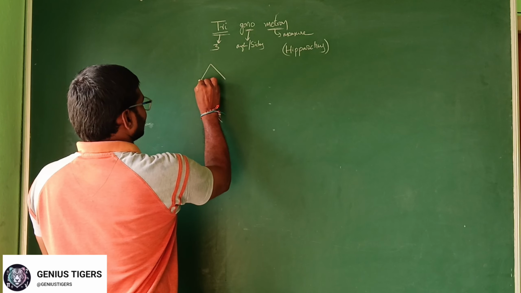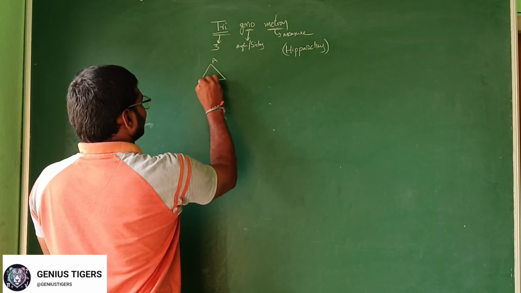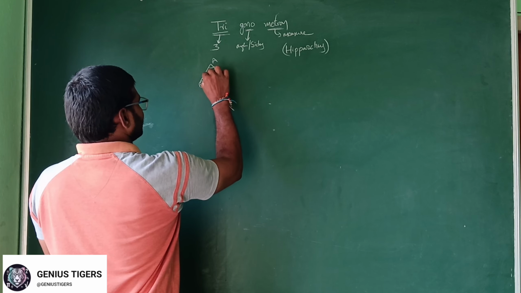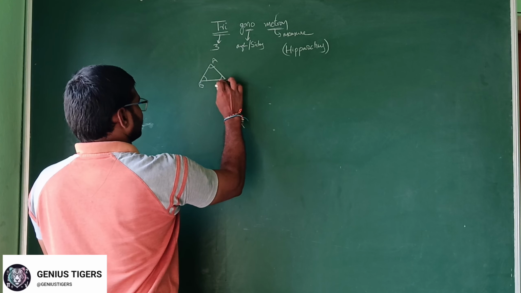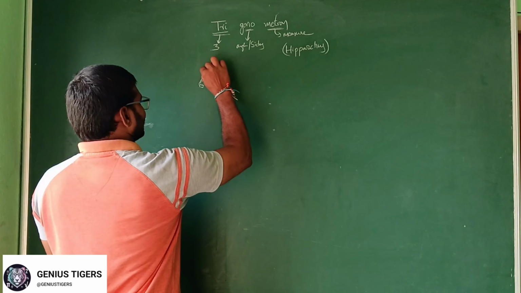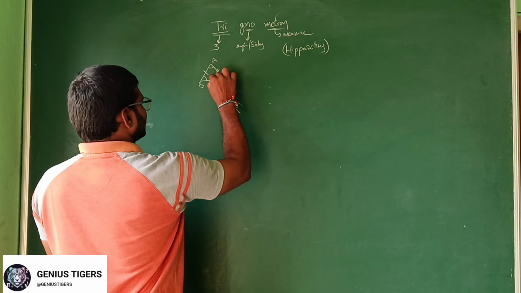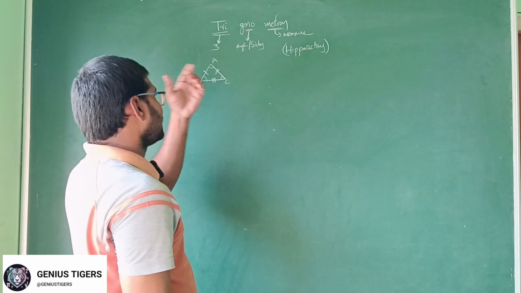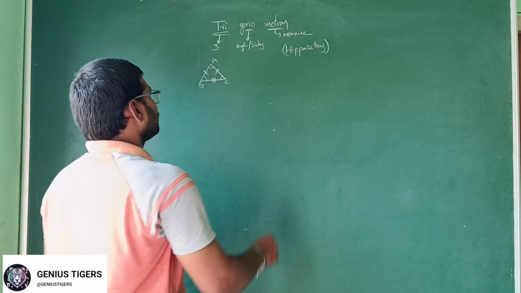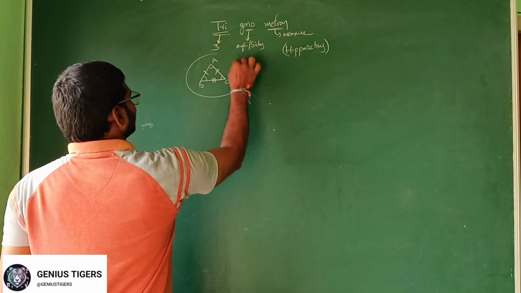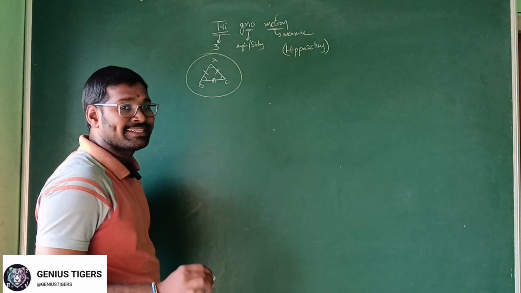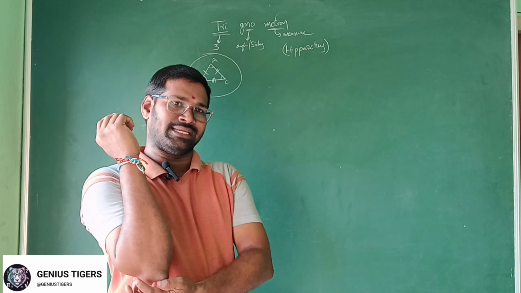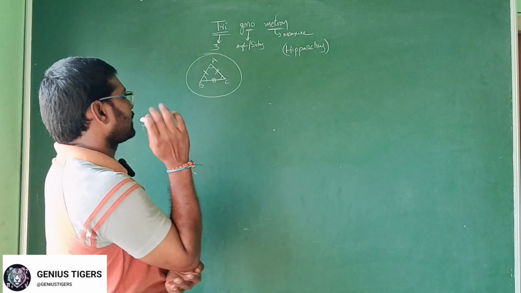See, in a triangle A, B, C, this is angle A, this is angle B, and this is angle C. These are the three angles and the sides AB, BC, CA. Three angles or sides we have to measure, at a time, angles and sides, in a triangle only.